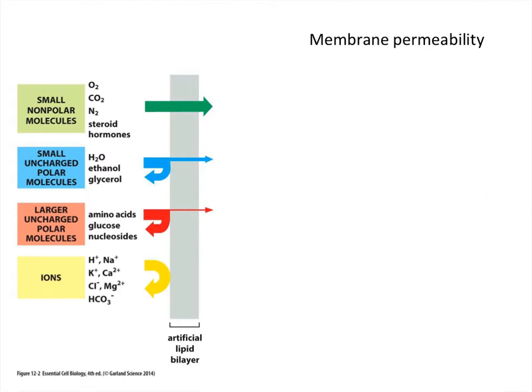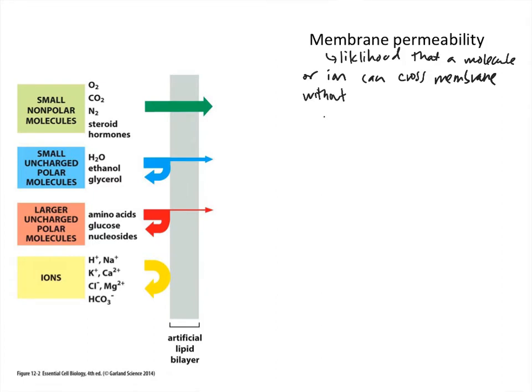So what exactly is membrane permeability? Membrane permeability is the likelihood that a molecule or ion can cross a membrane without a protein transporter. So basically, what's the likelihood that a particular molecule will diffuse across the membrane?